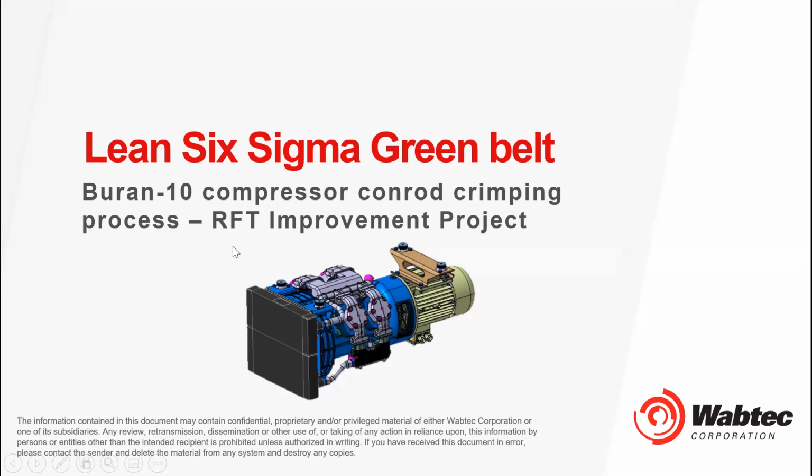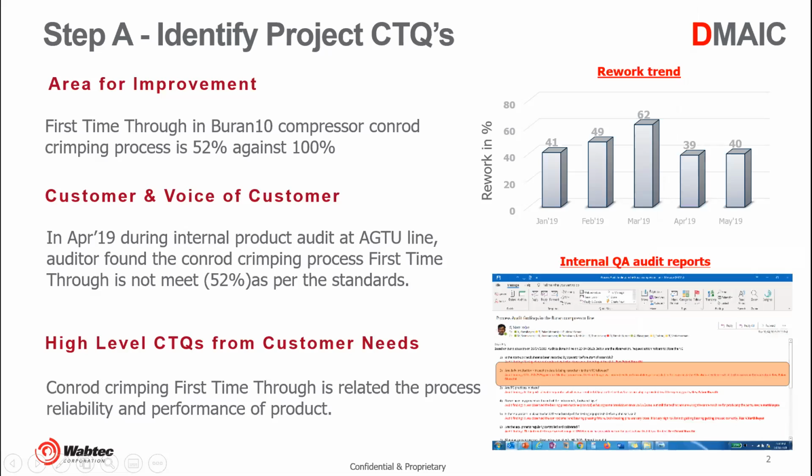The project was improvement of right first time in conrod crimping of the Buran-10 compressor. Going to the next slide, we see the area of improvement: the right first time in the conrod crimping process, which was at 52%. We had taken voice of customer, which was the subsequent operations, with high level CTQ. CTQ is critical to quality, which is understanding the customer needs.